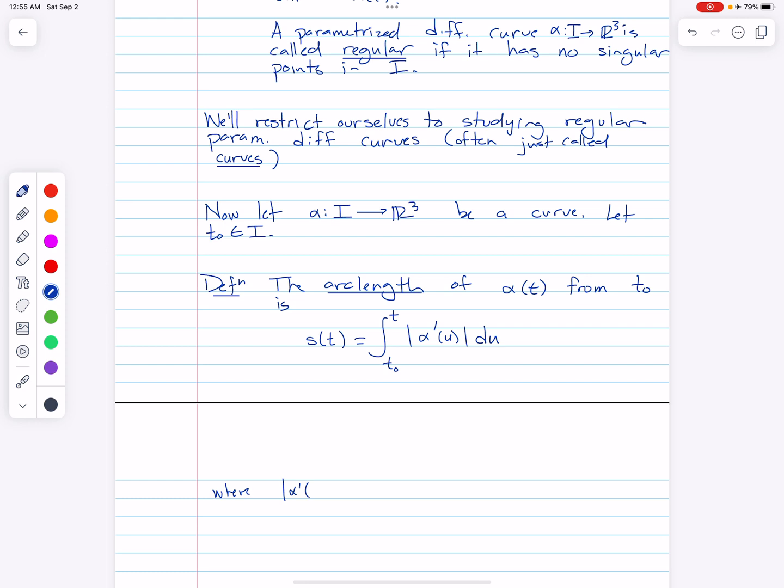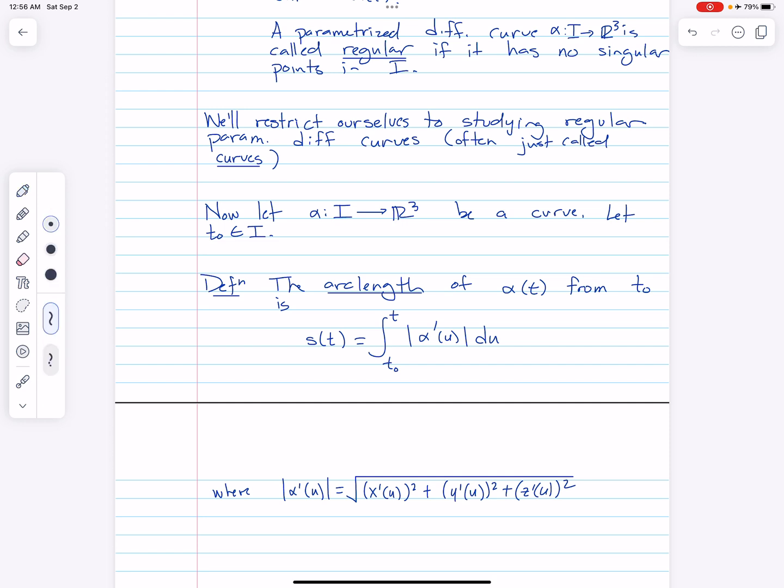And here, this absolute value expression is just the square root of x prime of u squared plus y prime of u squared plus z prime of u squared. Okay? And here u is just a dummy variable of integration. We were already using the variable t, so we needed to introduce a dummy variable there. Okay? So essentially we're taking the tangent vector at every point along the curve. We are finding the length of that tangent vector, and then we're integrating it along the curve from the point t naught to some point t that we care about.